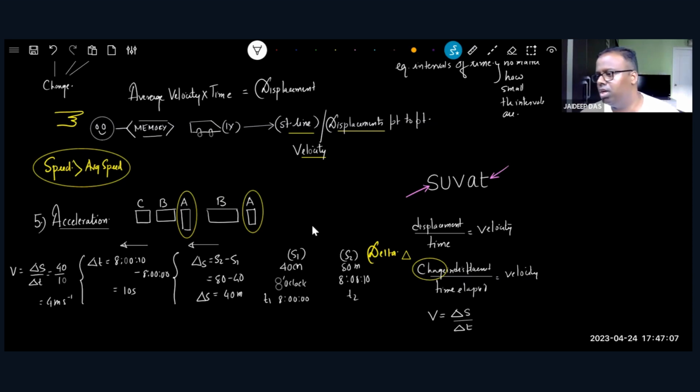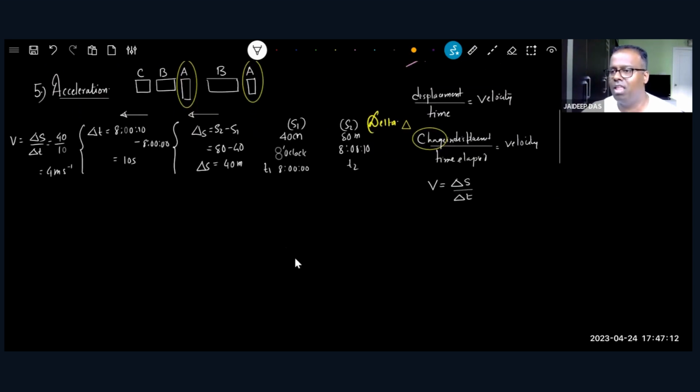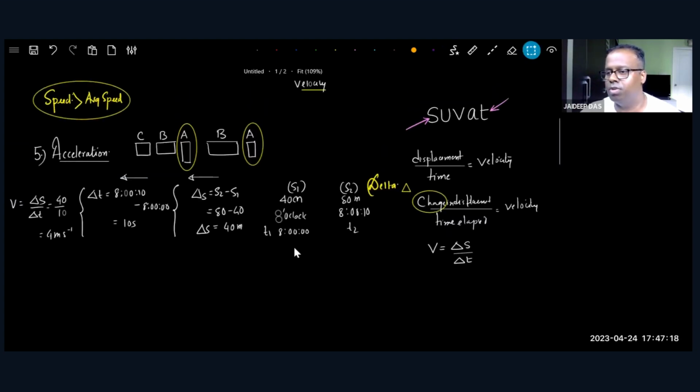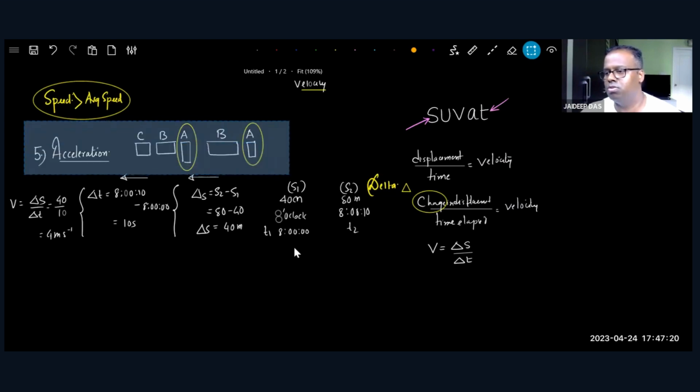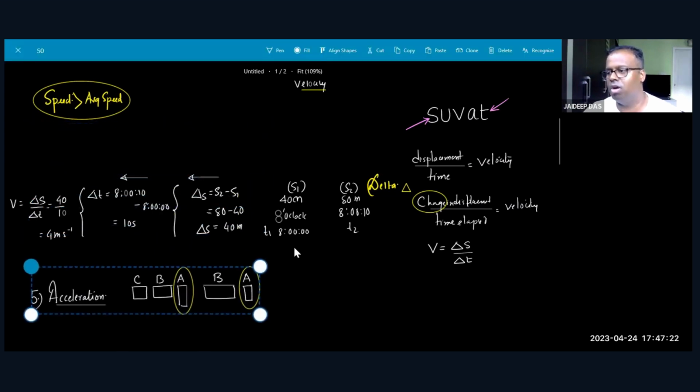Ye change jo word hai na, this will now start haunting you. So how do I now define acceleration? So if later children study this, they'll get confused. So let me cut off acceleration from here. So I'll just move this word now out here.